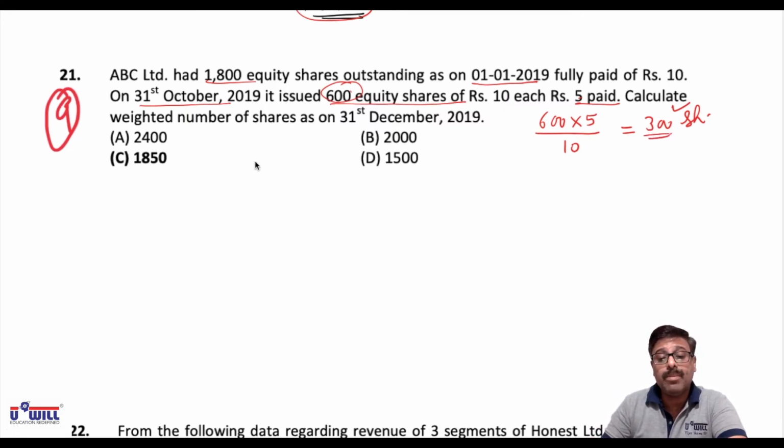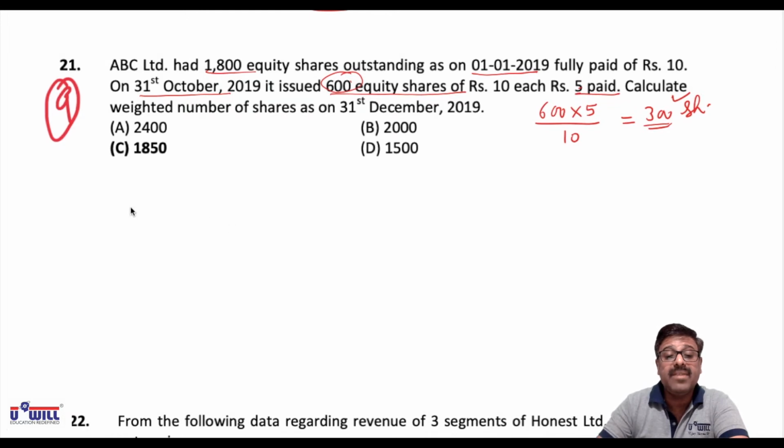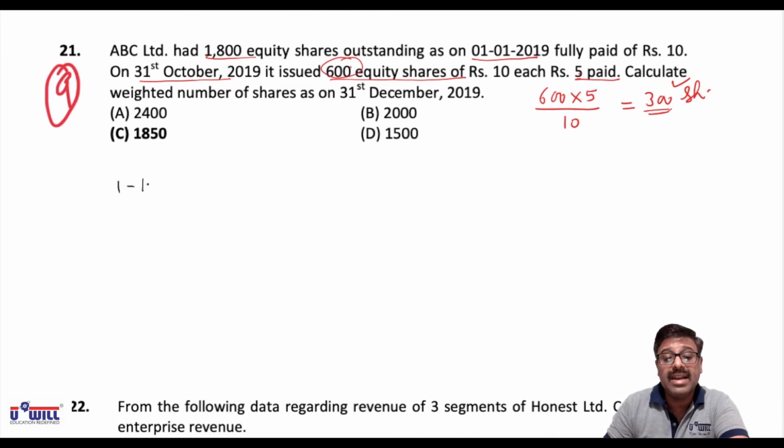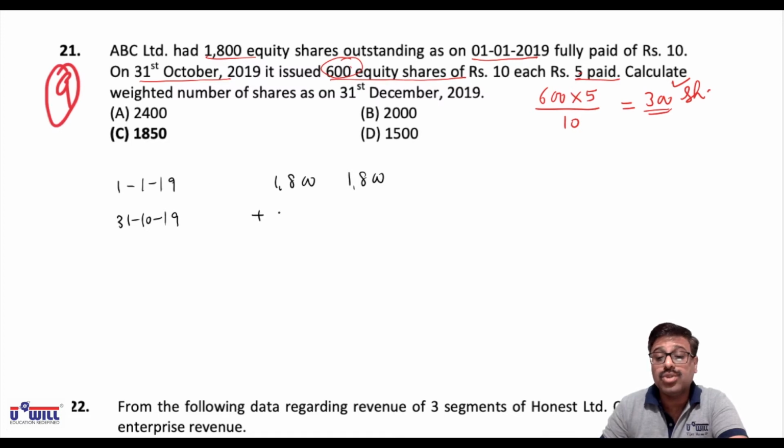Now I'm not making the whole table, but in rough, just in rough. So in exams also you can do it that way only. 1/1/19, there are 1800 equity shares. So balance will also be 1800. Then on 31st October 2019, they have issued, so we will add, and will not add 600, we will add this 300 shares. So 1800 plus 300 will become 2100.